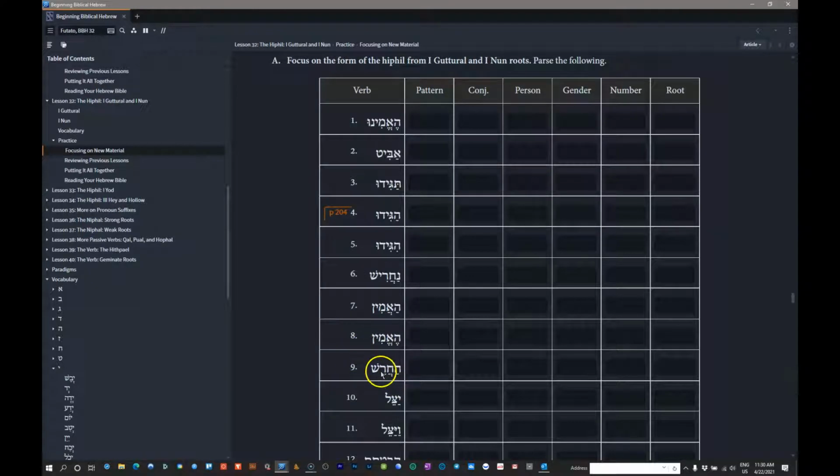Number 9, we have no hireq yod infix. We do have a tsere, and we have a patach prefix with no prefix letter. It's just the hey. So this tells me I'm in the imperfect family, but I need a conjugation that has no prefix letter, so I'm thinking infinitive construct or imperative. Infinitive construct is going to have the hireq yod here, but the imperative 2ms or the infinitive absolute will have the tsere. So it's either hiphil imperative 2ms from charash, or it's hiphil infinitive absolute from charash.